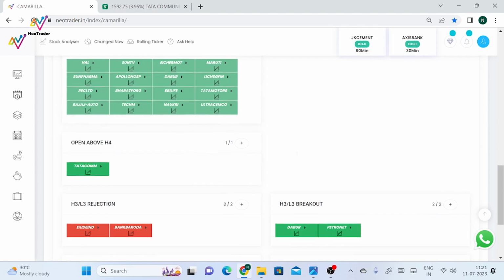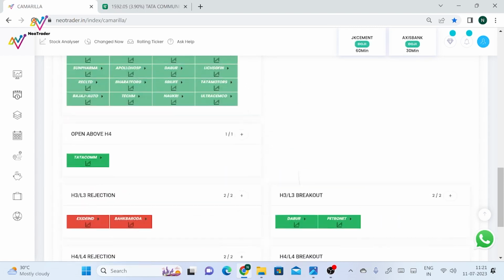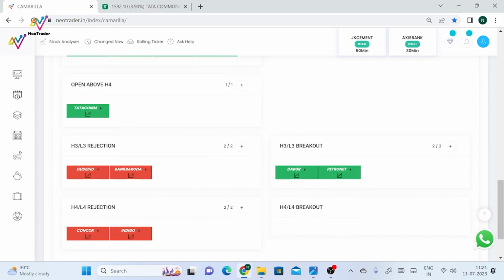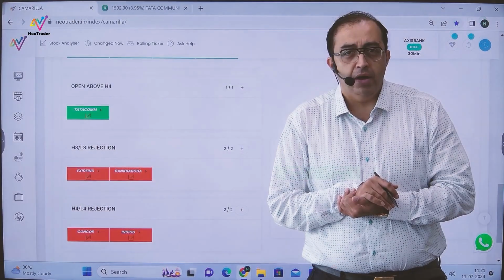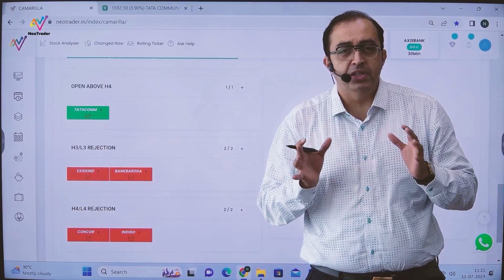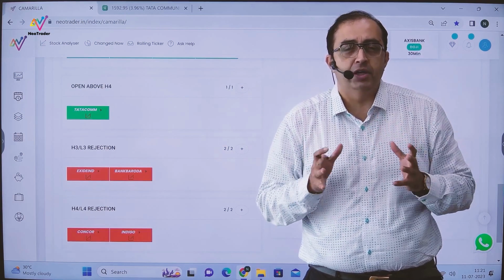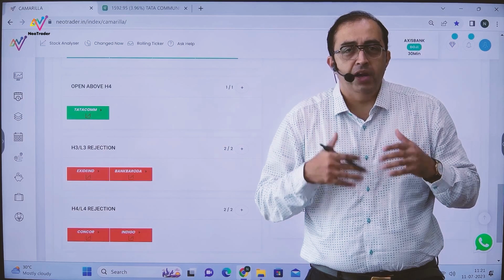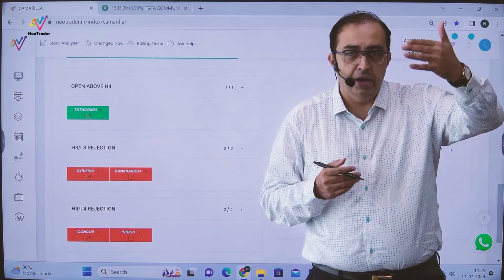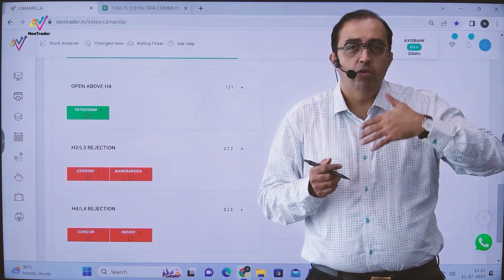So now we have seen open above H4 and open below L3. That is the indication of some strong momentum that can emerge in those counters. Now, if you see here, there is this mention of H3 L3 rejection. There are also rejection trades, which are very, very powerful as part of the Camarilla pivot. Camarilla pivots are a very versatile approach. Basically, pivots are very versatile. There are different ways to use it: either you find a breakout or a breakdown, or you find failures.